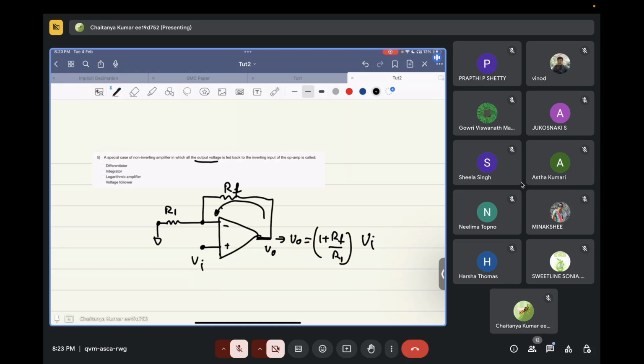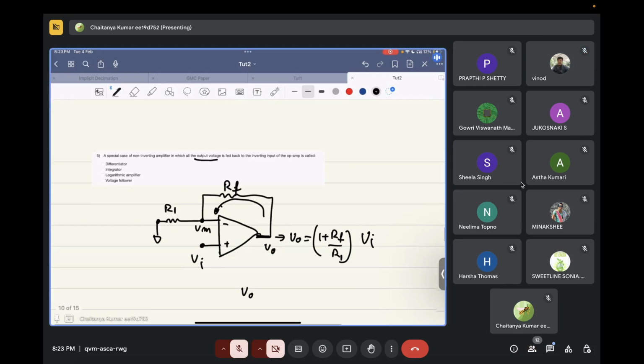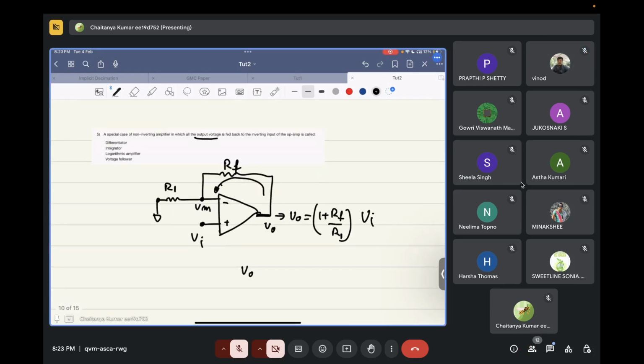So if output voltage is V naught, what is Vi or V minus? V naught. No, it's not V naught, right? If output voltage is equal to V naught, what is Vm? It is a resistor divider between RF and R1, right?